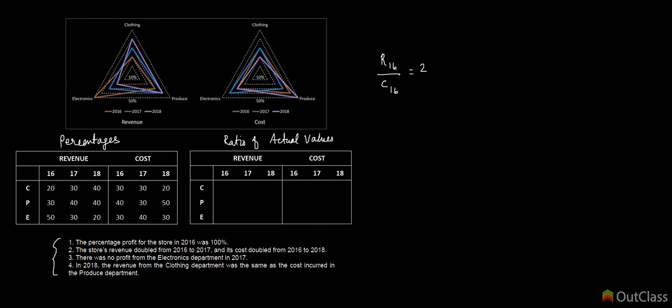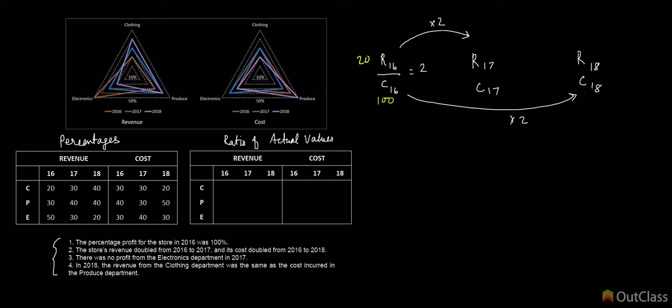What are the other things that are given? Stores revenue doubled from 2016 to 2017. Revenue of 2017 was double of this, and cost doubled from 2016 to 18. Cost 2018 was double of the cost 2016. We don't know revenue 18 and cost 17 as of now, but the idea is if you give this a value of 100, this would become 200, this would become 400, this would also become 200, and that is basically what I'm going to do now.